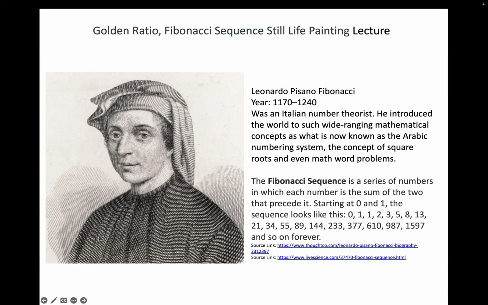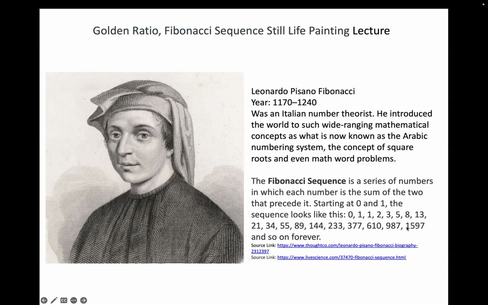It's interesting when we think about this because the Fibonacci sequence is a series of numbers in which each number is the sum of the two that preceded it, starting at 0 and 1. The sequence looks like this. I'll move my mouse here to make it a little clearer. So 0 and 1, you'll get 1. 1 and 1, you'll get 2. 1 and 2, you'll get 3. 2 and 3, you'll get 5. 3 and 5, you'll get 8. 5 and 8, you'll get 13. 8 and 13, you'll get 21, and so on and so forth.